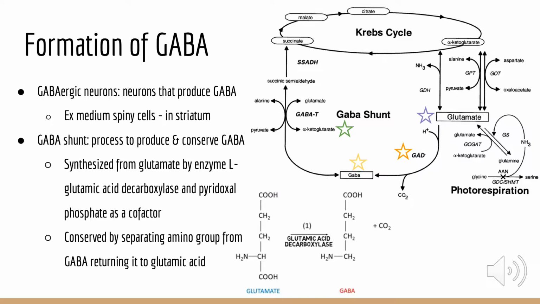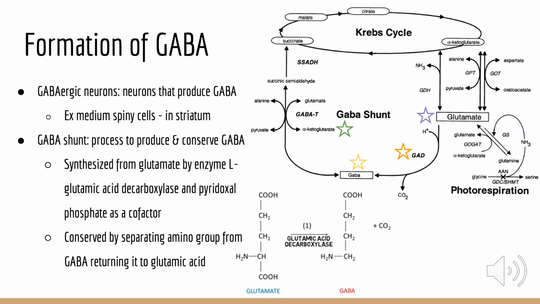The GABA shunt is the process to produce and conserve GABA. The main idea is that the excitatory neurotransmitter glutamate becomes an inhibitory neurotransmitter, GABA. GABA is synthesized from glutamate by the enzyme L-glutamic acid decarboxylase, which is shown in orange. The purple, which is glutamate, with the enzyme orange, becomes the yellow neurotransmitter. The cofactor pyridoxal phosphate also helps with the synthesis of the neurotransmitter.